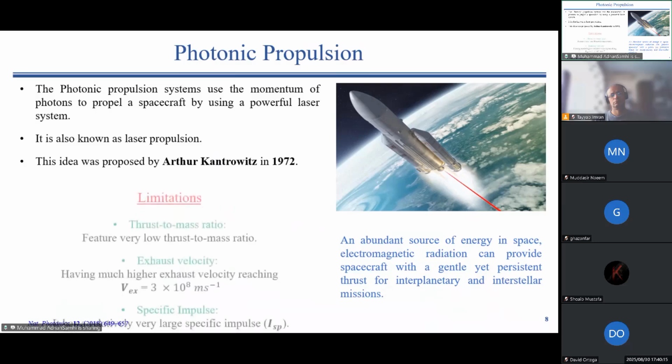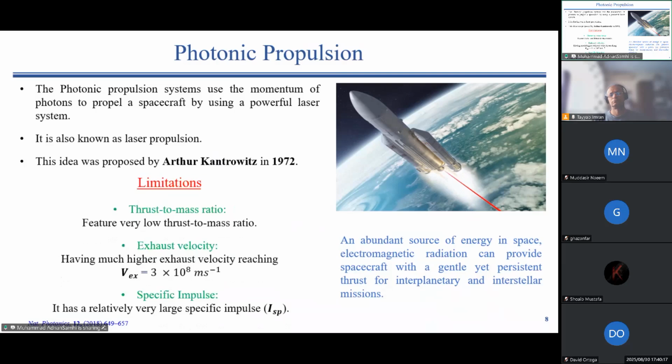So these systems have some limitations. As we discussed earlier, thrust to mass ratio: these systems have very low thrust to mass ratios. If we talk about exhaust velocities, these systems have very high exhaust velocities, approximately equal to the speed of light. And if we talk about specific impulse, these systems have relatively large specific impulse.